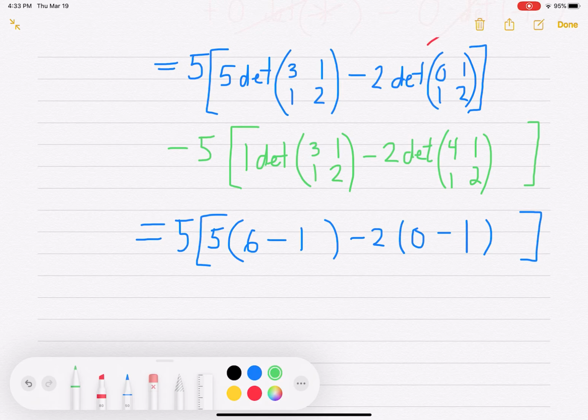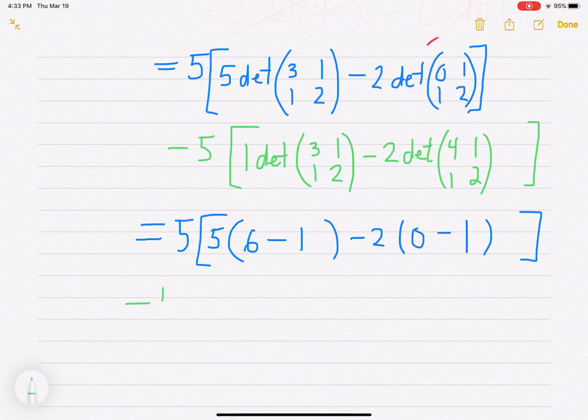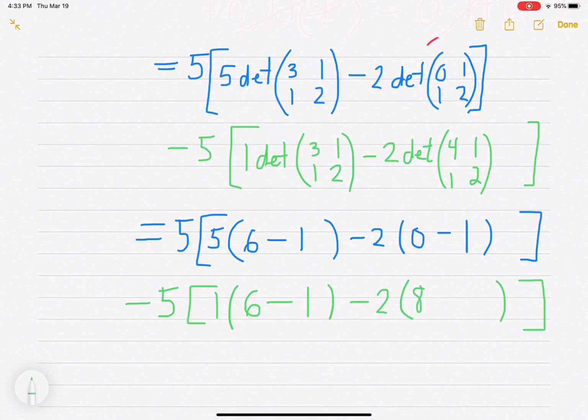All right, now we're going to green. We've got a minus 5 and big green brackets. We have a 1, and we're going to take the determinant of 3, 1, 1, 2. We're going to do 3 times 2, 6, minus 1 times 1 is 1. All right, and now minus 2, and we're going to take the determinant of 4, 1, 1, 2. So down the descending diagonal, 4 times 2 is 8. Up the ascending diagonal, 1 times 1 is 1, and we're minusing, right? So we got 8 minus 1.